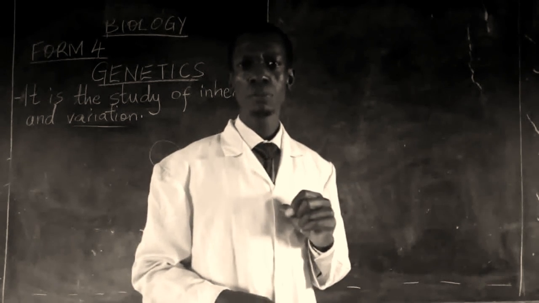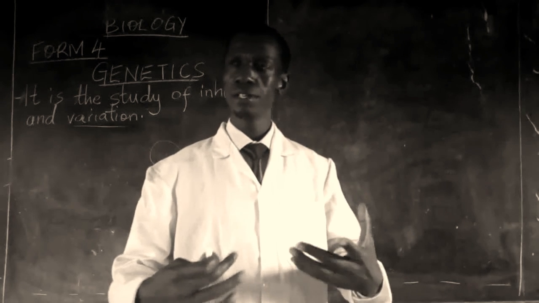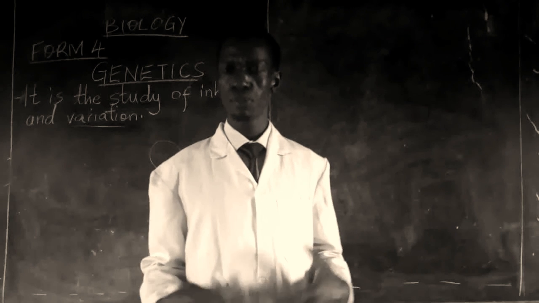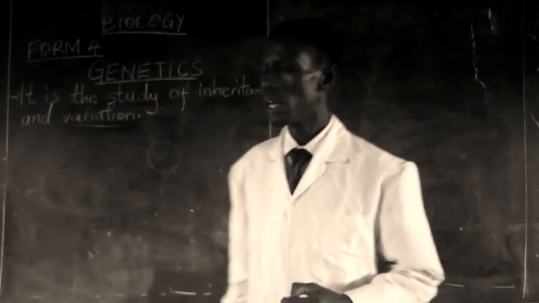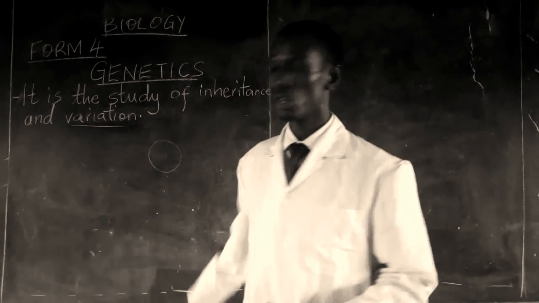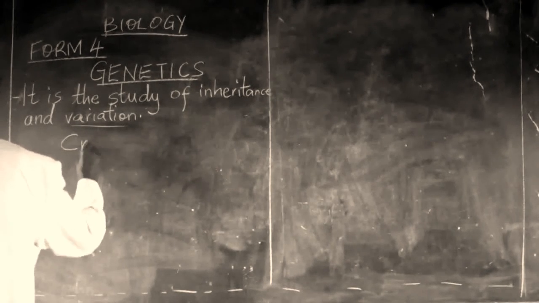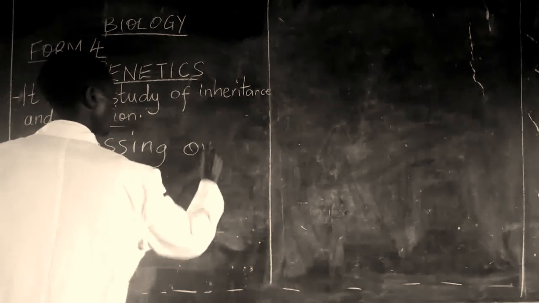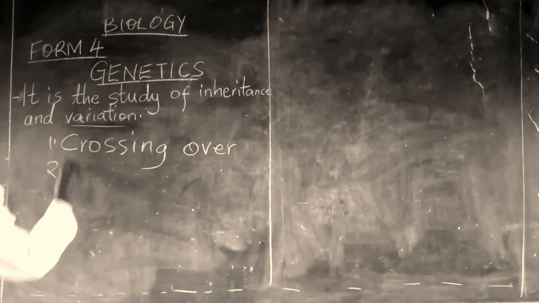During the process of reproduction, there is the formation of gametes. There's a process of gamete formation which takes place in two ways. Gamete formation takes place through the process of crossing over, and independent assortment.